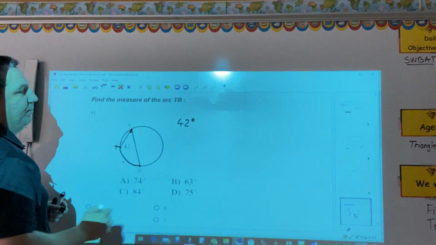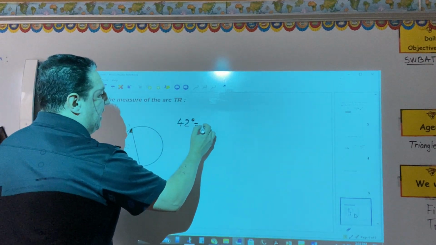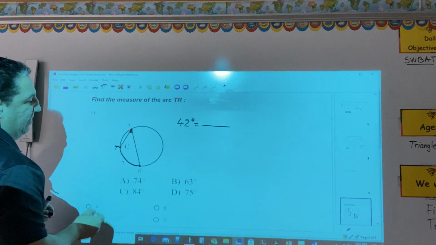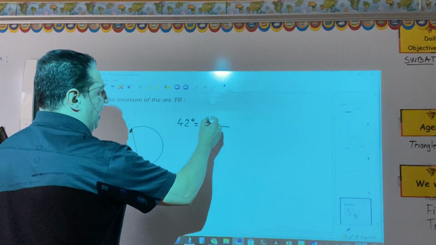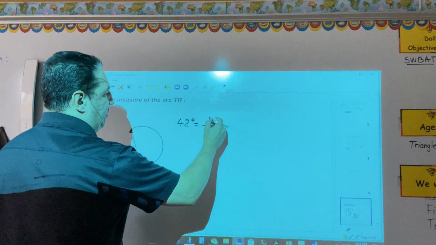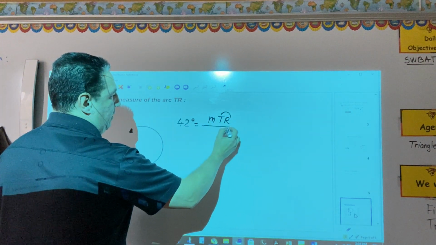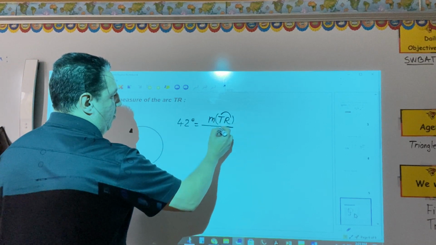because it's 42, equals a fraction, half of its intercepted arc. Let's say measure of arc TR over 2.